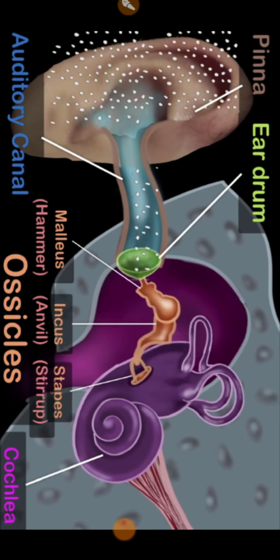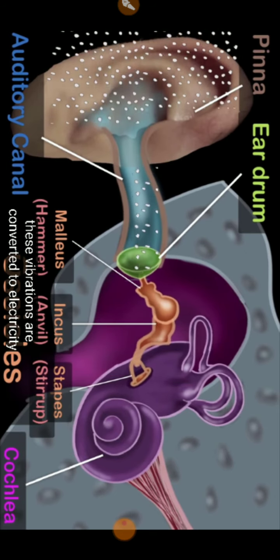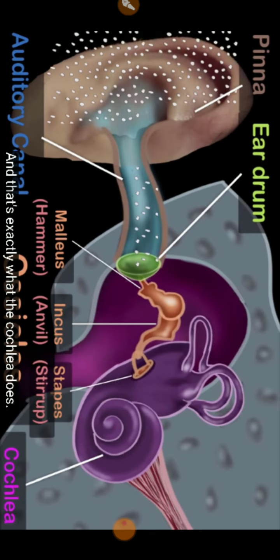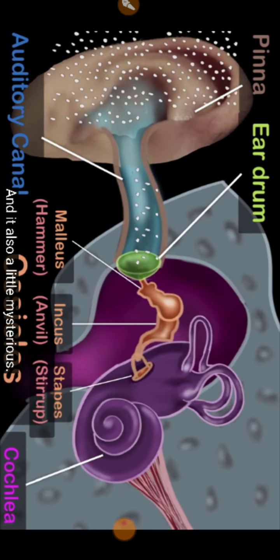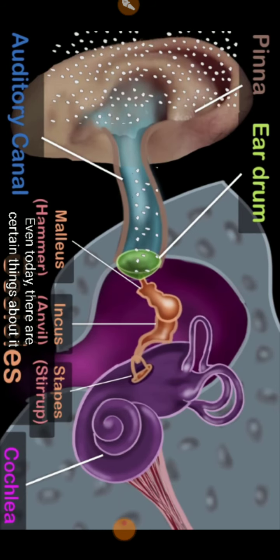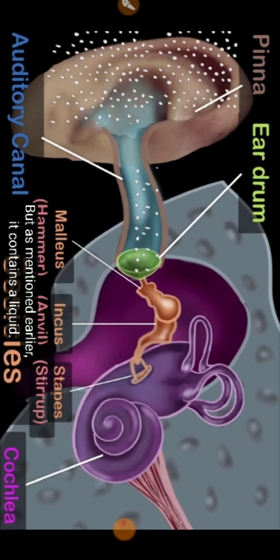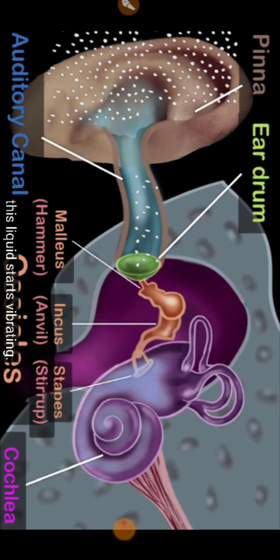So what does this cochlea do? What is the function of the cochlea? With this music going on, the dancing bones, all these vibrations will be converted into electric signals, and they will send them to our brain. Exactly what the cochlea does is convert all these into electrical signals. Okay, it is a little bit complex process. We even don't know how it converts it into electric signals, but as mentioned, it carries a liquid, and when the stirrup hits our cochlea, the liquid starts vibrating.